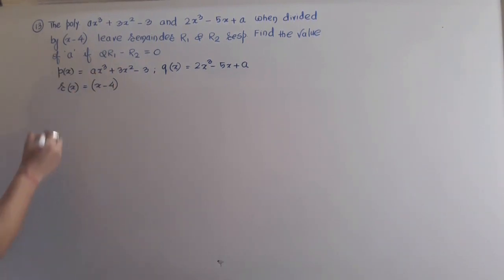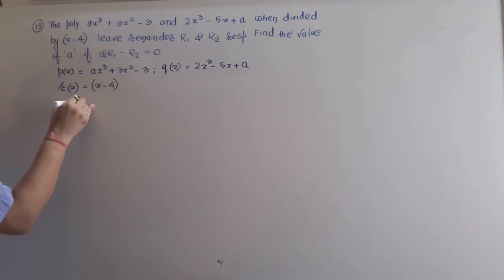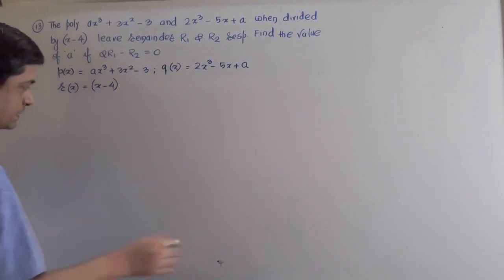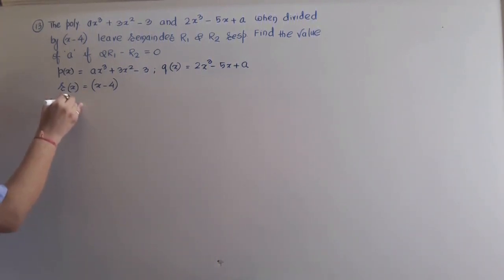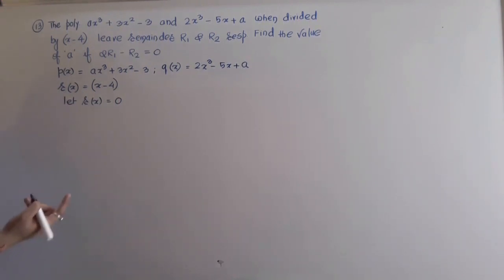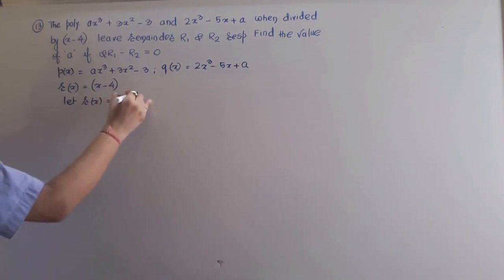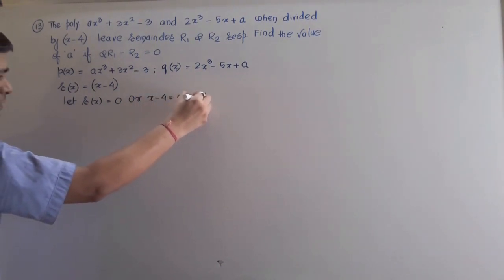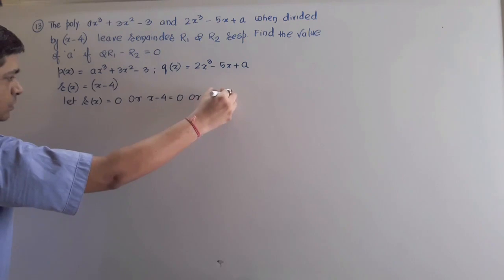Since both the polynomials are divided by r of x, we can keep r of x equal to 0. Okay, so that we will finish first. So let r of x be equal to 0 because it is our divisor. I think you know that whenever we are dividing one polynomial by another, we always keep the divisor equal to 0 to find out the remainder. So here I can say x minus 4 will be equal to 0, or the value of x will be equal to 4.